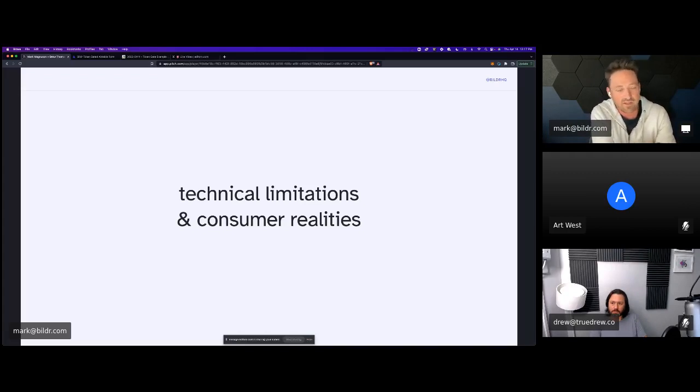And then there are also consumer realities. Most people don't even know what a Web3 browser is. I would argue a lot of people don't even know what a browser is or care what a browser is. They just know that they're accessing some content through an app or whatever it is. They're not really thinking about it in those terms. So in order to get someone into this new world, it requires a different set of tech on the front end for the users as well.